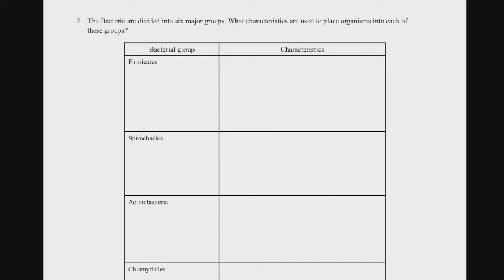The first kind of bacteria that we're going to look at are called Firmicutes. And the characteristics that align with this group of bacteria are that it is gram-positive. Its DNA has a low percentage of guanine and cytosine. It is rod or sphere shaped, and I'm going to put that by the gram-positive up top, just in the interest of saving space.